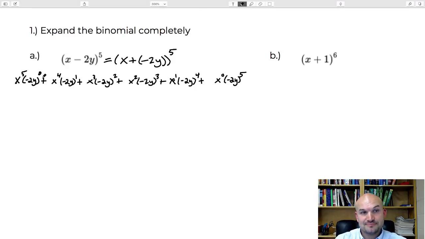And our last term, which can be rewritten as negative 2y, is going to be negative 2y to the 0, 1, 2, 3, 4, and 5. All right. Now, obviously, we can simplify this, and once I start doing some more problems, I'm not going to show all of these steps, but I want you to see where these steps are coming from.